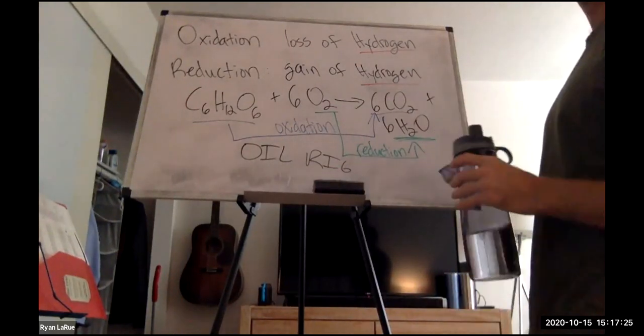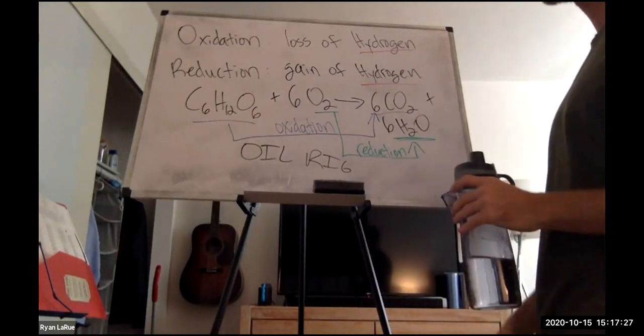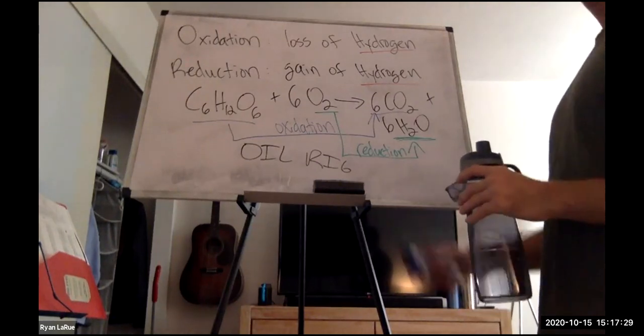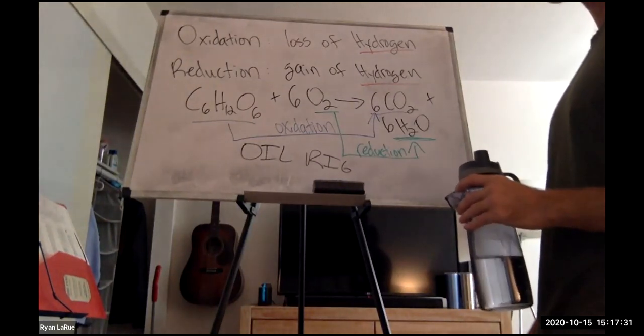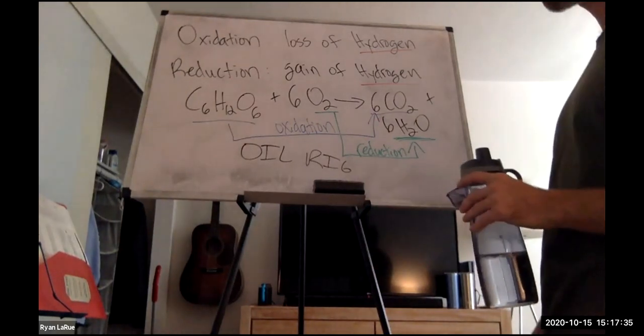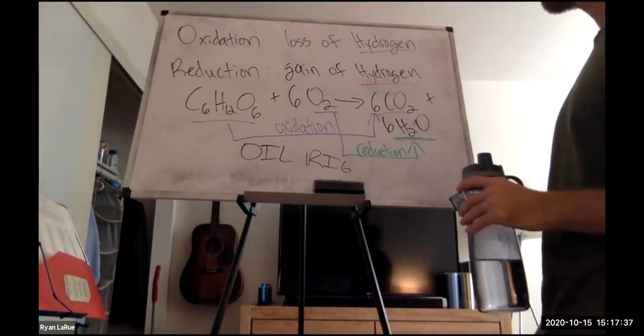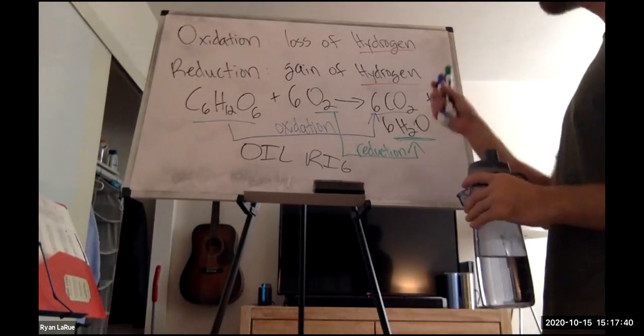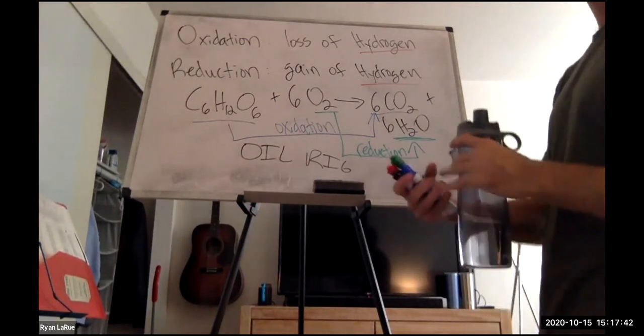But the way I kind of remember it is if you're reducing something, you're giving it negatively charged electrons, so you're reducing, right? Lowering its charge. And the hydrogens are always with the electrons, they're bound together.